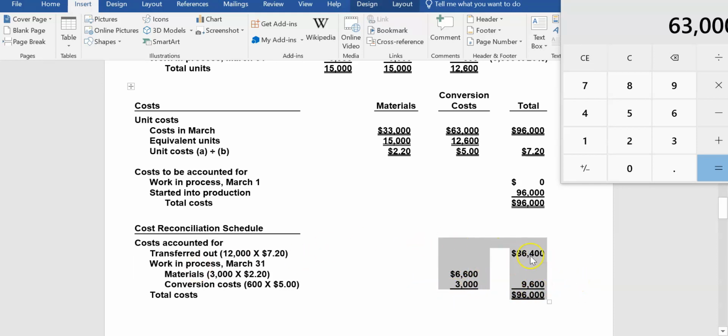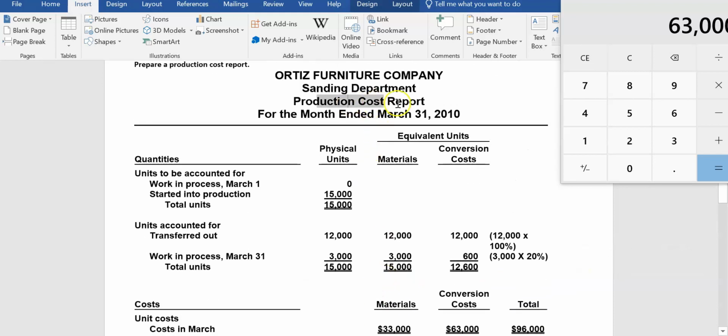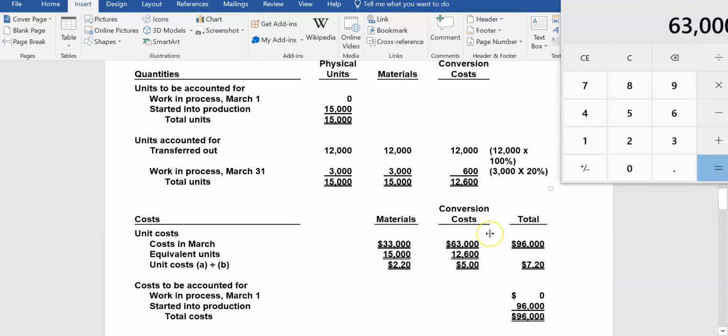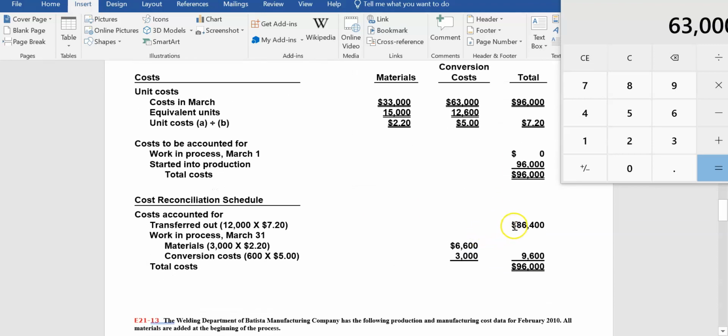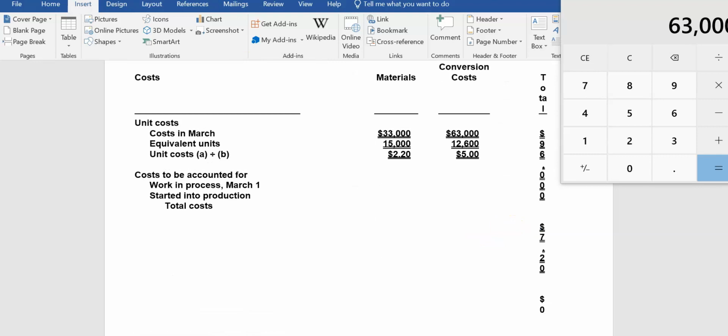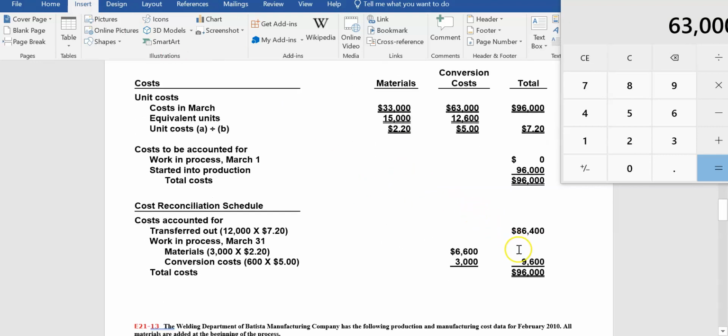In other words, $86,400 needs to be transferred out of work in process, and we need to leave $9,600 of those production costs staying in work in process. So what this production cost report does is it reconciles and assigns costs so we can figure out what needs to be transferred out and what needs to stay in work in process.